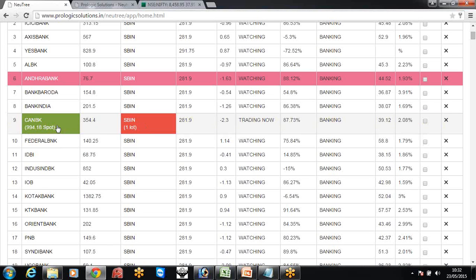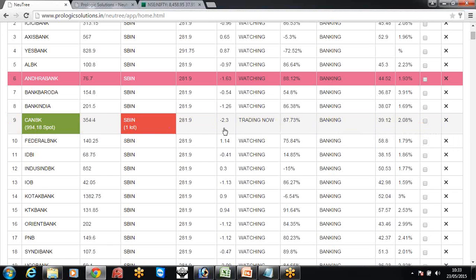You don't have to be exactly the same, but in our calculations at the back end, we have tried to be almost equal in the price. That is, the investment in Canara Bank should be equal to investment in SBI. So in this case, it is 354.40. I'm just showing you the current price, but actually, when your call was generated, the price was different.